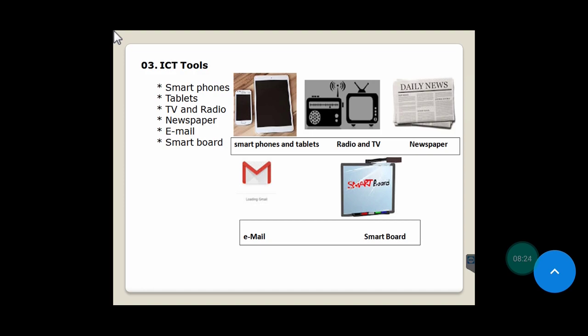Now the second part is the tablet. For some activities such as reading a book for a long time, the screen of a mobile may be too small. For such activity, we go for tablet. It is bigger than a smartphone and can perform all the functions that one can perform on a computer or a smartphone. Now the third one, TV and radio.